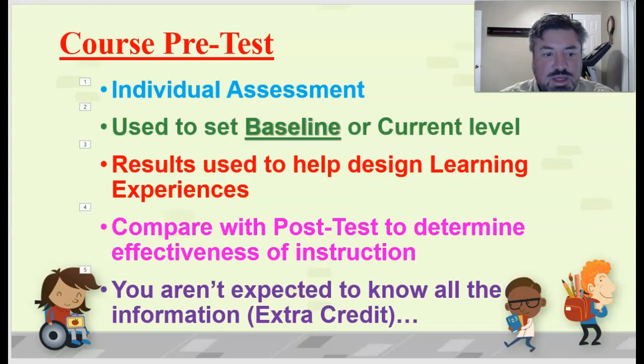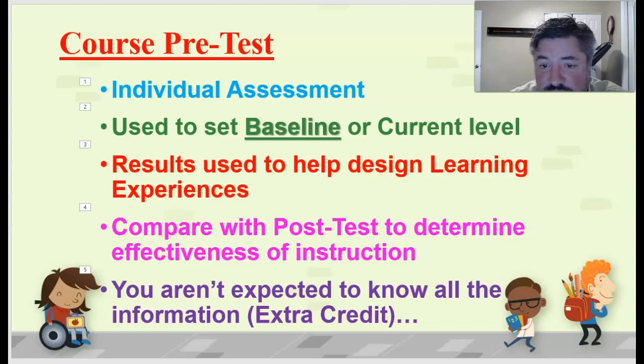All right. The next thing is, it's important to plan learning activities and to set baselines for current levels of learning for your student. So how do we do this in this class? We'll have a course pre-test to assess what your baseline or your current level of understanding is. So this is an individual assessment you'll take right now. You're not expected to know everything. When I assess the test and look at the scores, I'll be able to set a baseline or current level of learning.